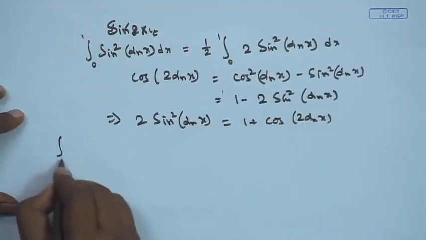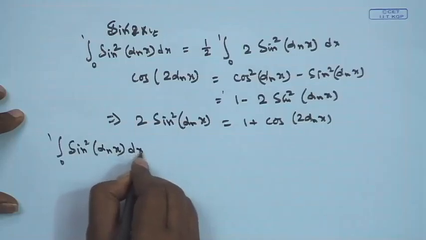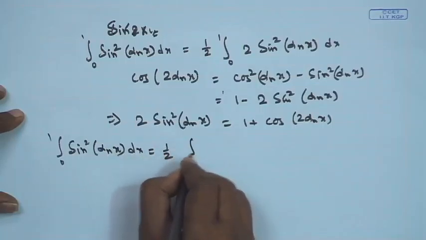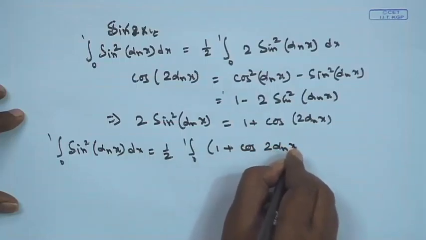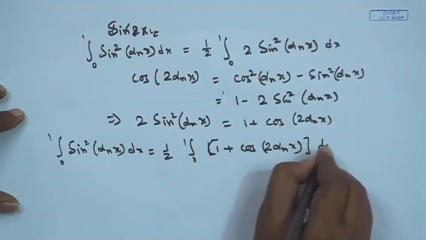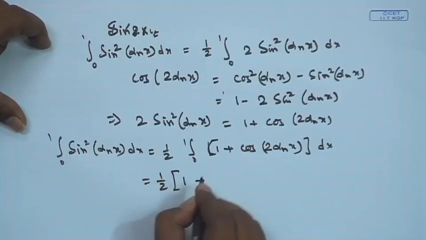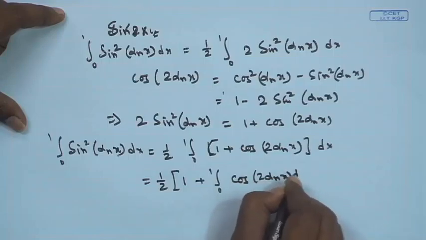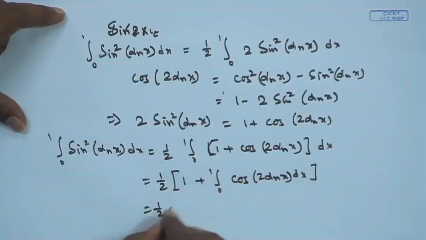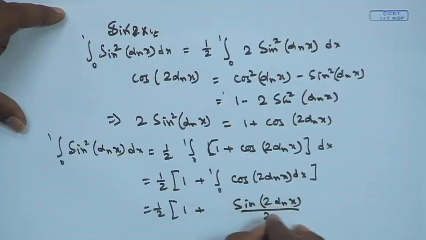So, let us substitute here. The integral from 0 to 1 of sin squared alpha n x dx, it is the denominator only, will be nothing but half the integral from 0 to 1 of 1 plus cosine 2 alpha n x dx. So, let us carry out the integration. Half times, this will be 1 plus the integral of cosine 2 alpha n x dx, which is nothing but sin 2 alpha n divided by 2 alpha n.